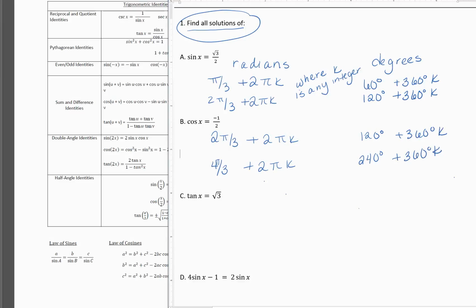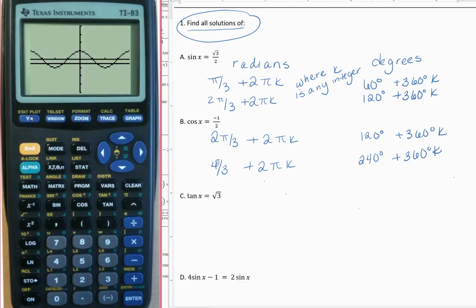Okay, next we want to look where is tangent of x equal to the square root of 3. So let's actually put in tangent of x and the square root of 3. Now, this calculator draws in those asymptotes. Those vertical lines aren't actually part of the graph. So we see we have one spot every pi, where the graph hits it.